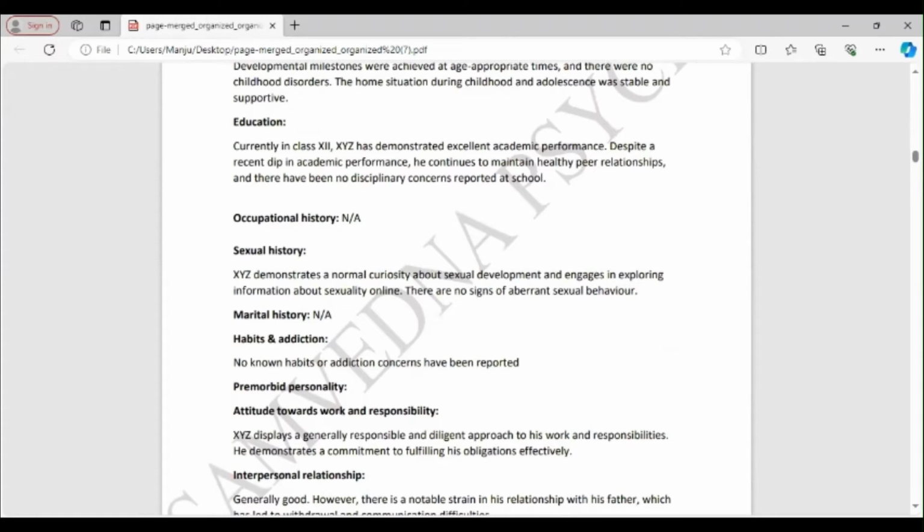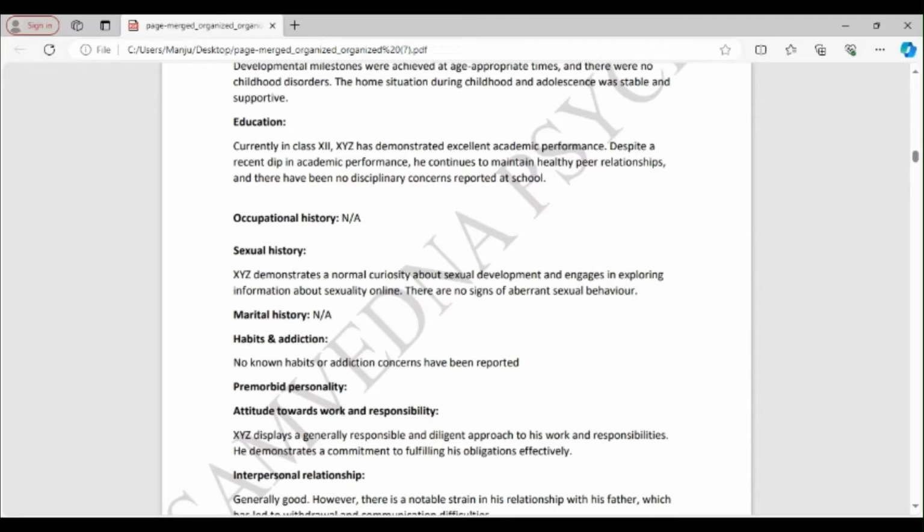Sexual history, he demonstrates a normal curiosity about sexual development and engages in exploring information about sexuality online. There are no signs of aberrant sexual behavior. Marital history, not applicable. Habits and addiction, no concerns have been reported. Pre-morbid personality includes attitude towards work and responsibility. He displays a generally responsible and diligent approach to his work and responsibilities and a commitment to fulfilling his obligations effectively.